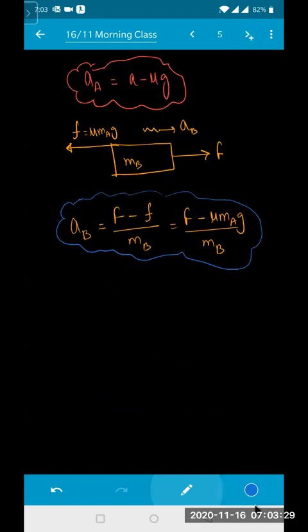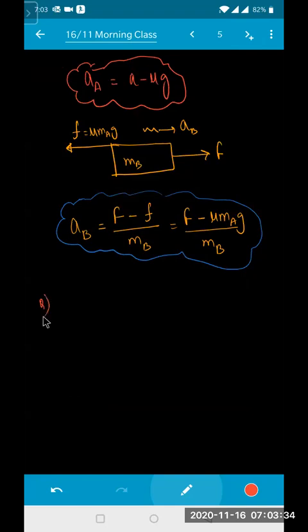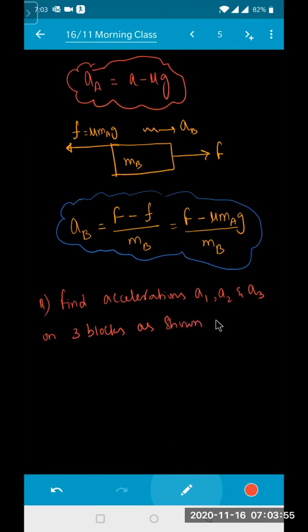Let us try to do one problem based on this one. Like say for example, find accelerations a1, a2 and a3 on three blocks, as shown in the figure. And these are the three blocks right now.